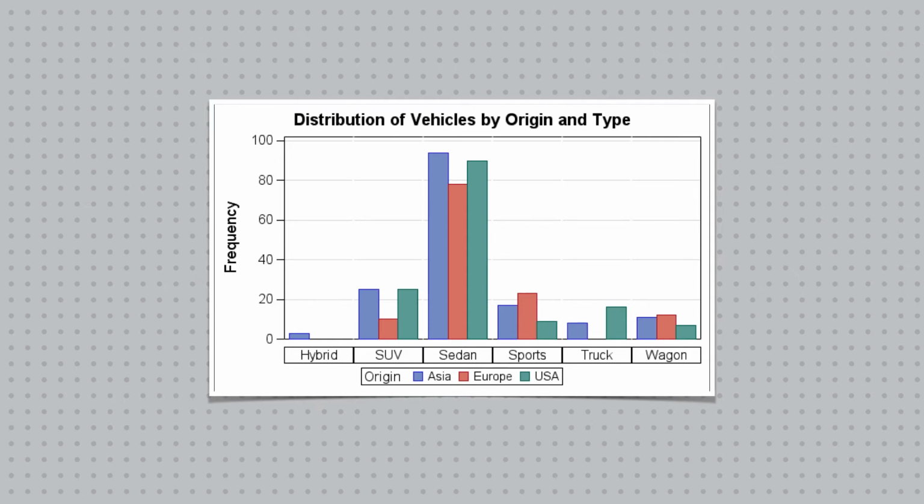We should just talk about what the chart explicitly tells us, which is that sedans are more popular and that Asian sedans are more popular than American sedans, which are more popular than European sedans. We stick to what the chart shows us. We don't make guesses or assumptions about anything else.